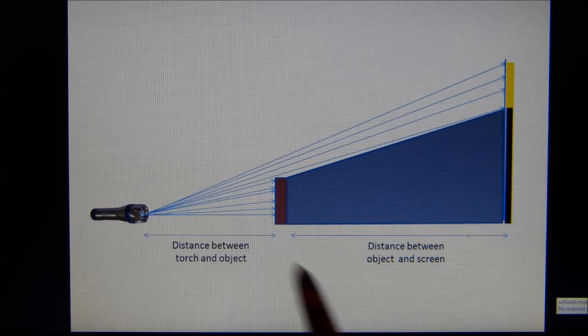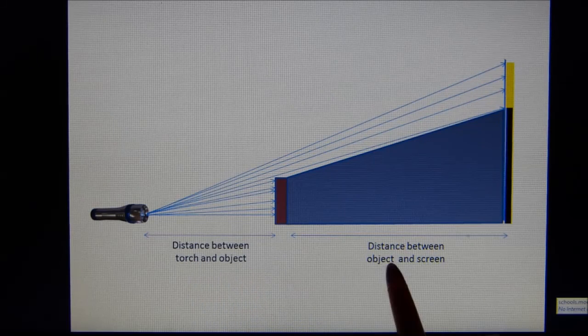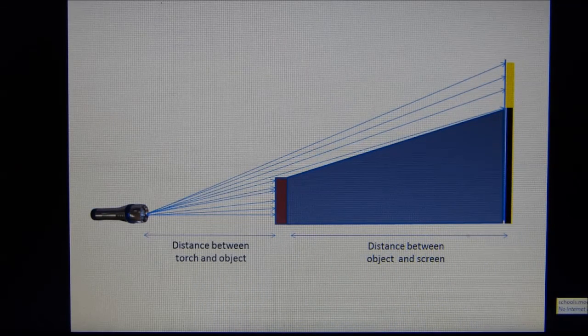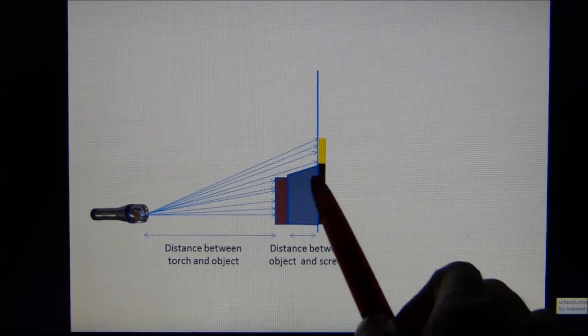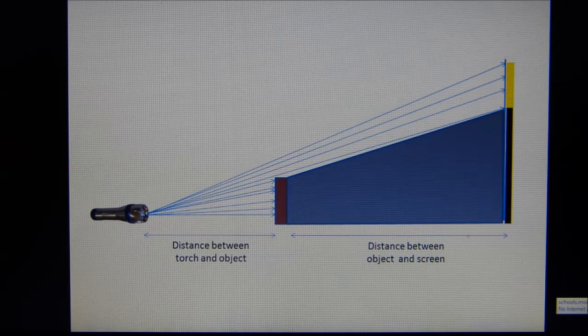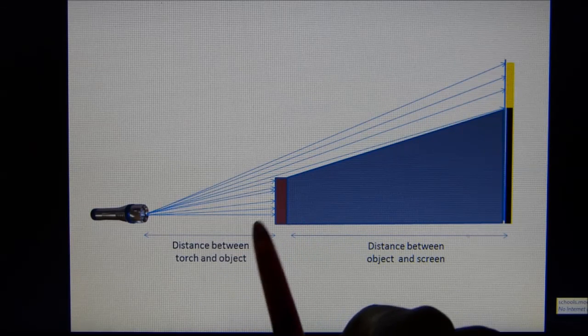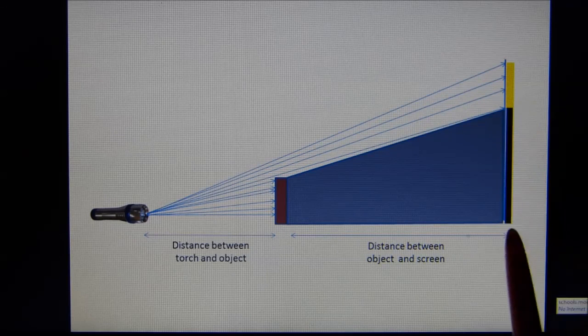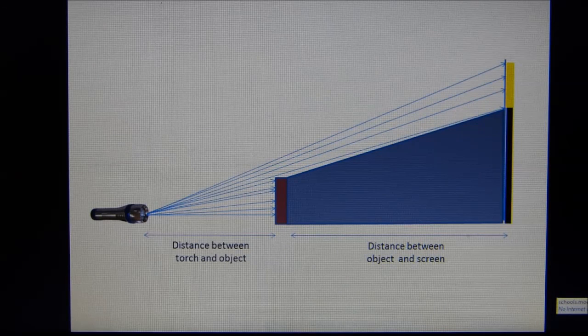Okay, so we didn't change the distance between the torch and the object, we just changed this part, the distance between object and the screen. Let's take a look again. The screen closer, this is the shadow. Screen's further, the shadow is now bigger. Alright, so I hope that you have now understood the relationship between the distances, between the object and the torch, and the distance between the object and the screen, and the size of the shadow. Alright, thank you.